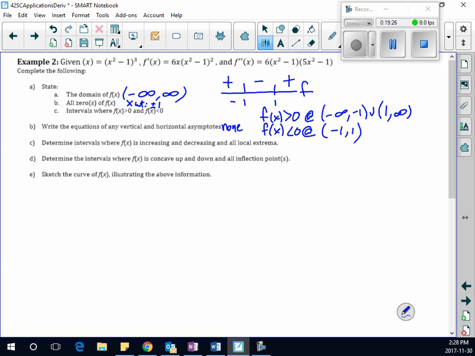So now we're going to find where it's increasing and decreasing. So what do I need to look at for increasing and decreasing? The first derivative, yes? So I'm going to do part C here. The first derivative is f prime equals 6x, x squared minus 1, the whole thing squared. So what would I put in my sign diagram? What are the critical numbers? 0 and plus or minus 1, yes. So I'll give you a second to come up with the signs for that.